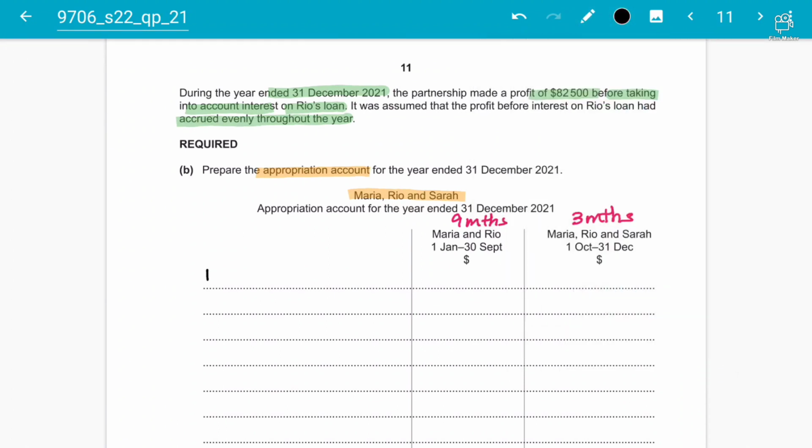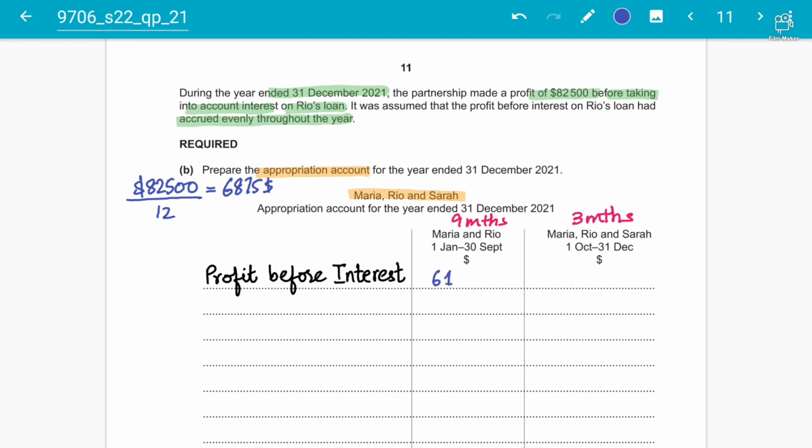So let's say we'll be saying that it will be profit before interest. The first thing will be the profit before interest, and let's make sure everyone has a calculator here to solve this. It is going to be 82,500 divided by 12. So you got the per month profit, that is going to be $6,875, okay? You multiply 6,875 by 9, so you got 61,875, and then you multiply 6,875 by 3, because October, November, December are 3 months, you got 20,625, okay, students?